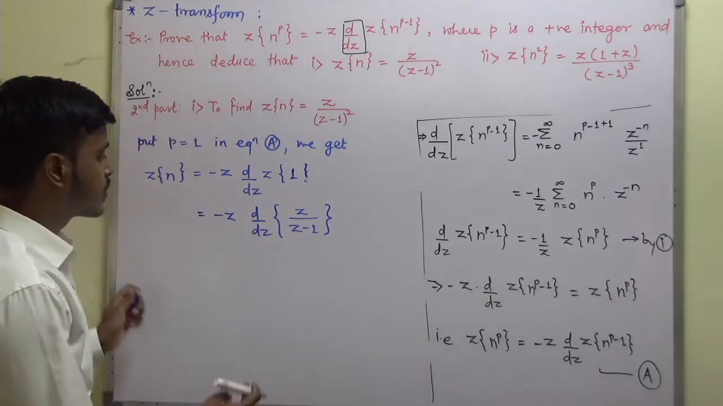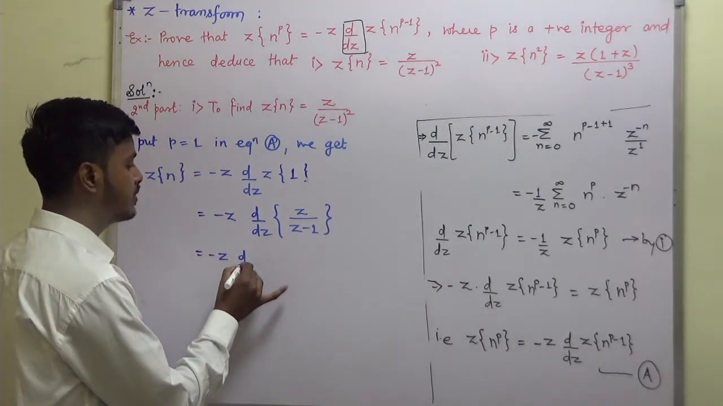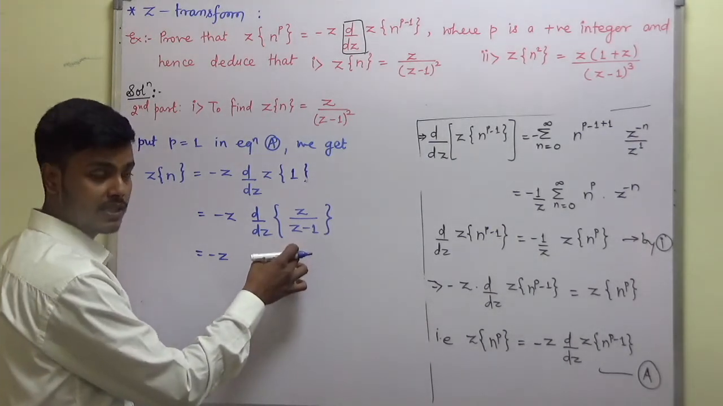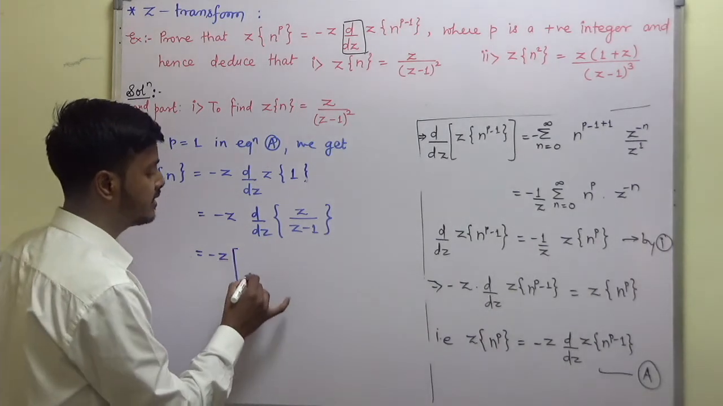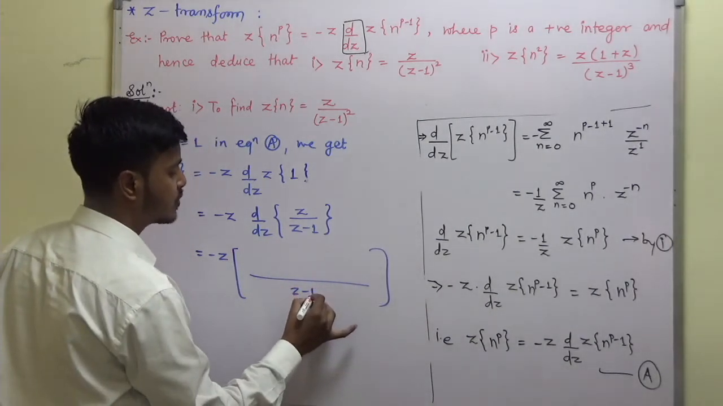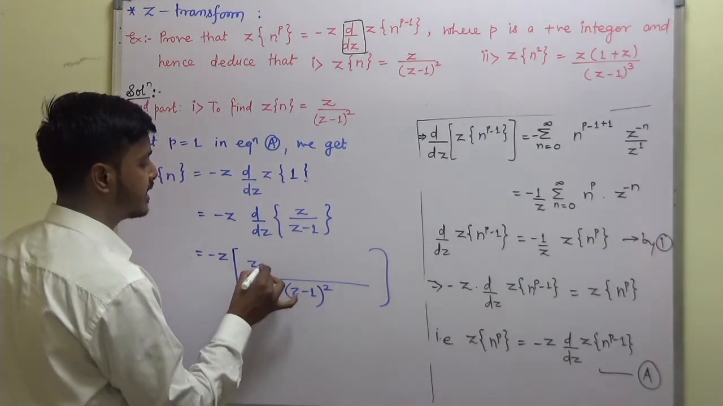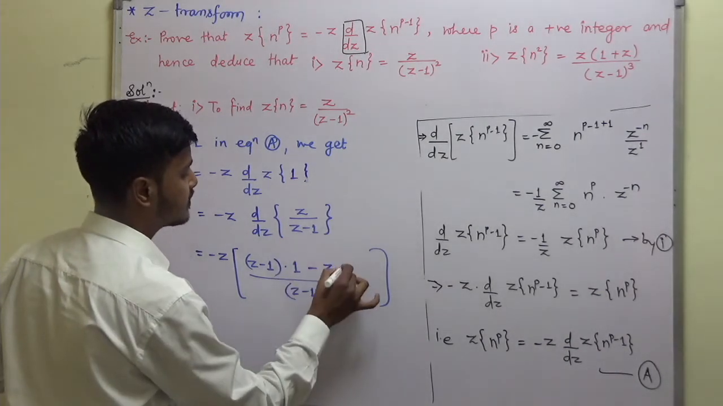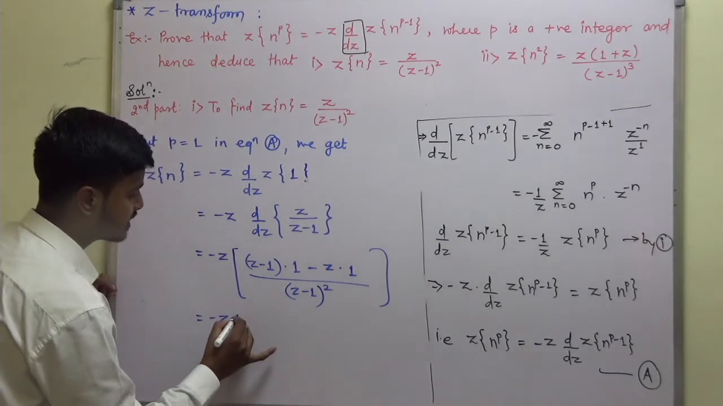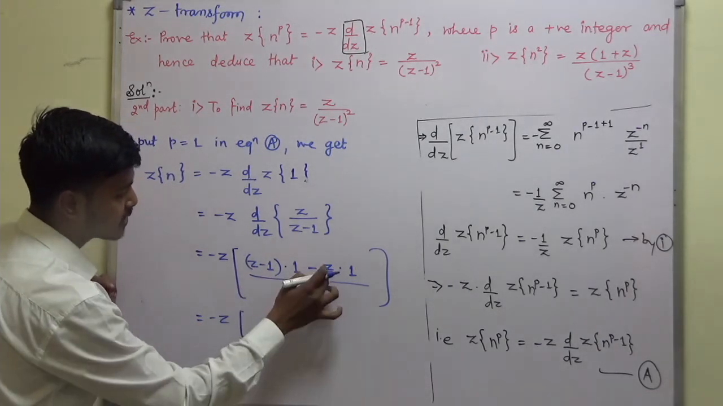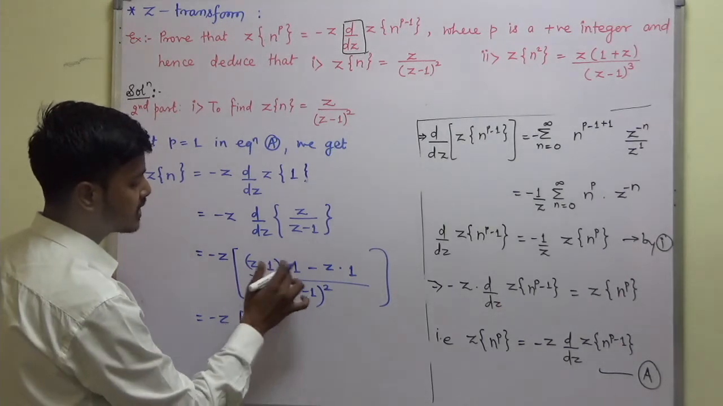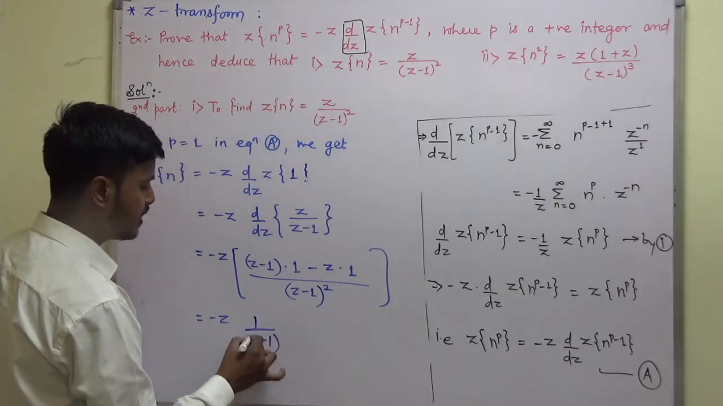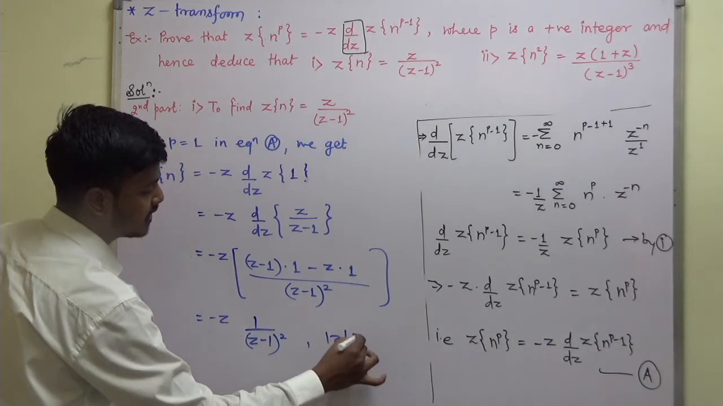Okay, so this is minus z into, take out the derivative of this. We have also seen the quotient rule in the earlier video lecture, so not going to repeat the same. So this is z minus 1 whole square, then this is z minus 1, derivative of numerator is 1, minus z into derivative of z minus 1 which is 1. So this is minus z into z minus 1, z minus 1 minus z, so this is 1 upon z minus 1 whole square. Mod of z should be greater than 1.